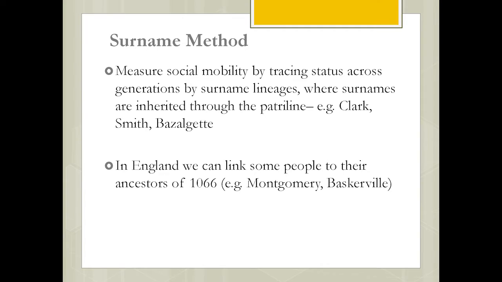In England, we can link some people back to their ancestors of 1066. There's a class of surnames in England, about 0.8% of all surnames, that descend from the Norman conquerors. We can then say what happened over time to the descendants of the Norman conquerors. One interesting fact is that in armies of the 15th and 16th century, these names are still disproportionately represented. And even at Sandhurst in the 19th century, there is still a surprising persistence of the names of the Norman conquerors amongst the military class in England.